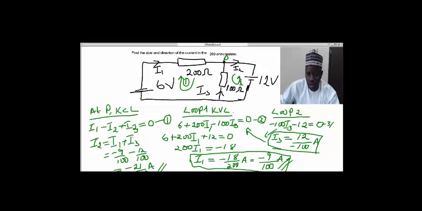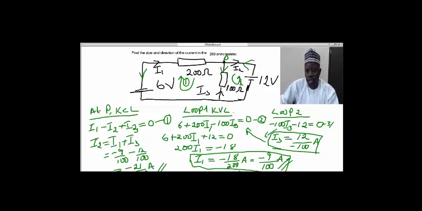So what does this mean? All my currents are negative. It means that all my assumed directions are not correct. So I1 is supposed to be flowing this side. I3, instead of the direction I assumed, is going to be down. And since I obtained I2 to be negative, the direction I assumed is not correct. It means I2 is going to flow in this direction.